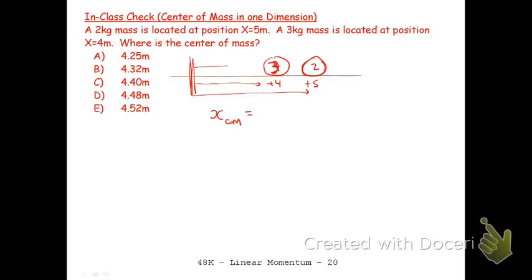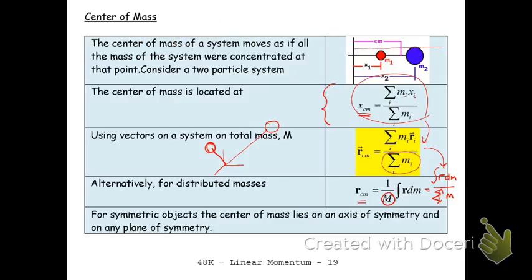So x center of mass is equal to the sum of each x times each m, where i is a number that goes from 1 to however many little points I have, over the total mass. Do you see what I've done there? What did I do that's different from before?